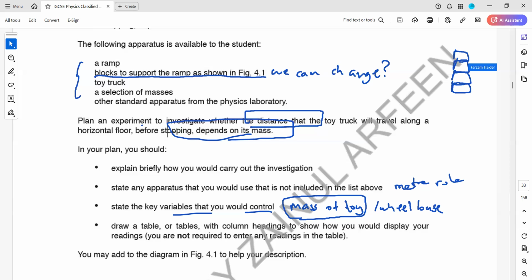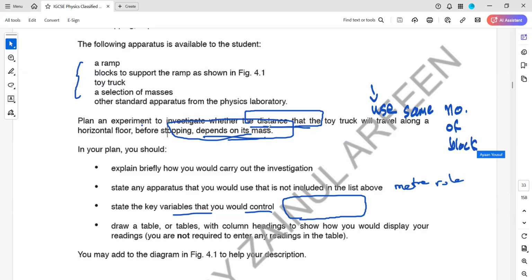We are investigating, the main experiment is how the mass is affecting the distance. That is the main experiment. So we are not supposed to change the angle. So the same number of blocks should be used. That's right. Starting position of the truck, that's also correct.